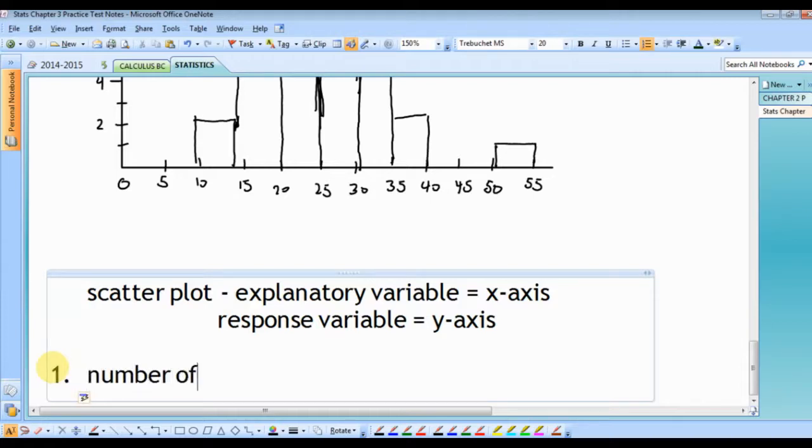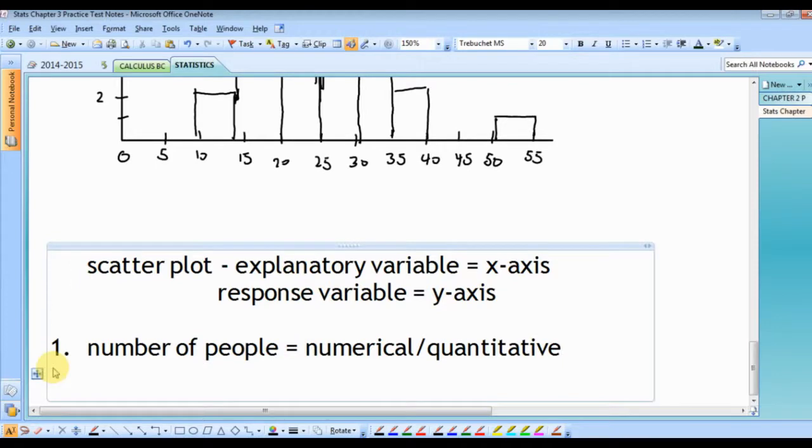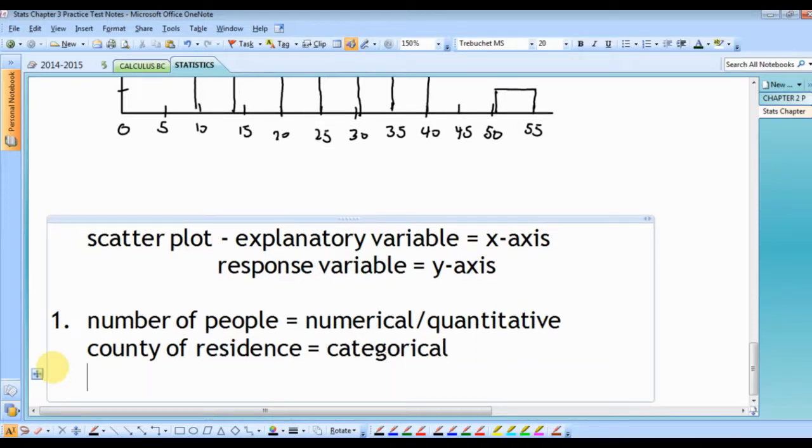Number of people. That's a number, right? So that's numerical, which is another way of saying quantitative. So we're probably going to be using those two terms a little bit interchangeably. Next one is county of residence. A typical answer for that would be like San Bernardino County. San Bernardino is not a number, so this is categorical. That's, of course, the answer, part B.